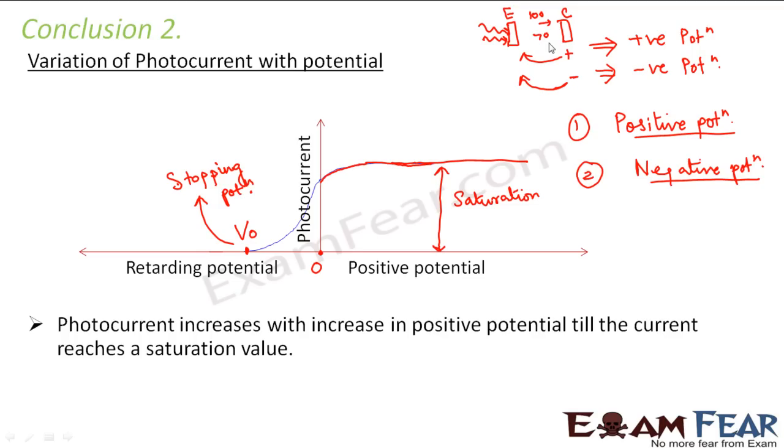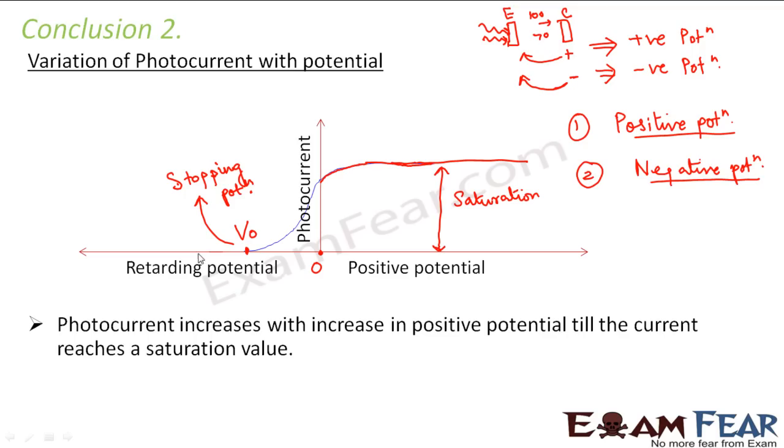That last electron which is able to reach the collector is the electron which had the maximum kinetic energy. But if you still keep increasing the negative potential, even the electron with the maximum kinetic energy will not be able to reach the collector. So there we get the stopping potential. That means no electron is actually reaching the collector, and as a result there is no current flow. Therefore the photocurrent is zero.